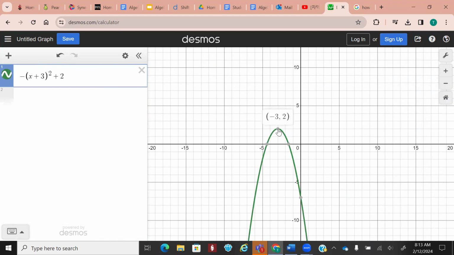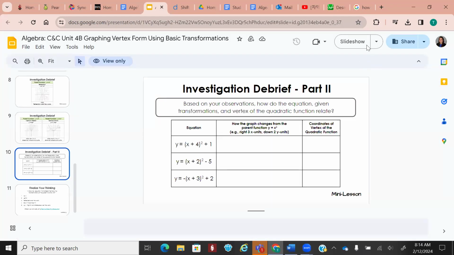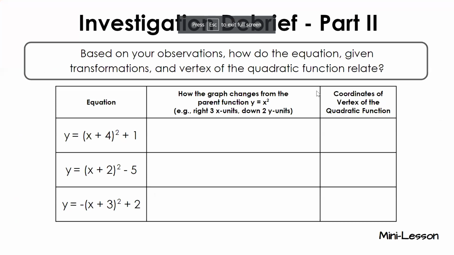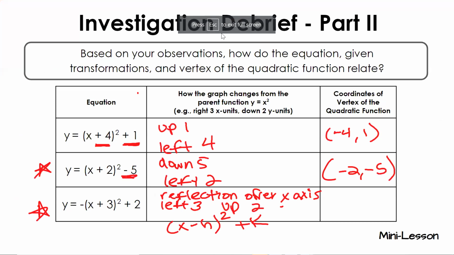Okay, so look at where our vertex is at. It's negative 3, 2. It's facing downwards. It went to the left 3, up 2. Cool. So even if you didn't know all your transformations, as long as you look at the graph, you should be okay. So again, your vertex is going to be negative 3, positive 2. Questions? Are we okay? Simple enough?